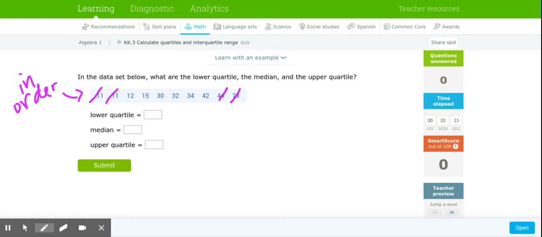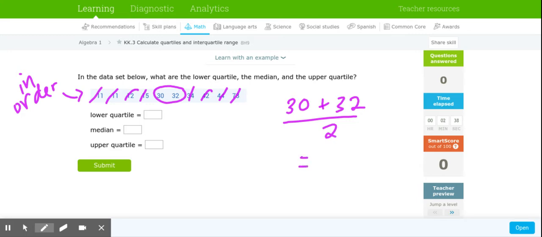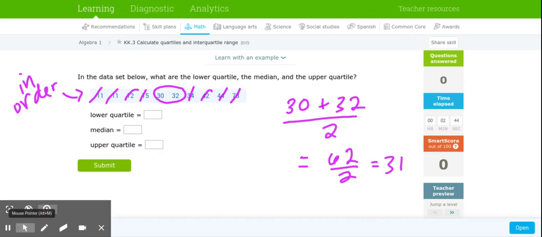To find the median, I just find the number that's in the middle by crossing out one on each side until I get to the middle. In this case, there's two in the middle again, so I need to find the average of those two. All right, so my median is going to be 31.